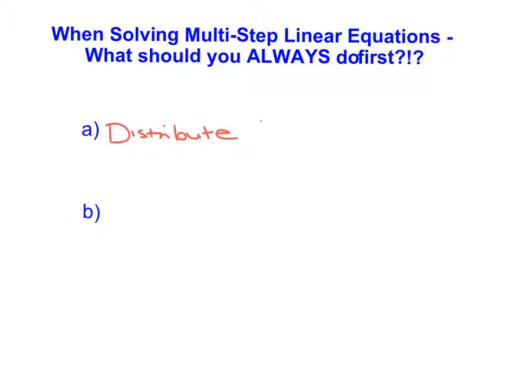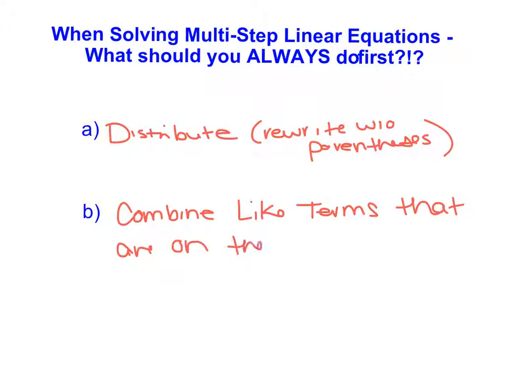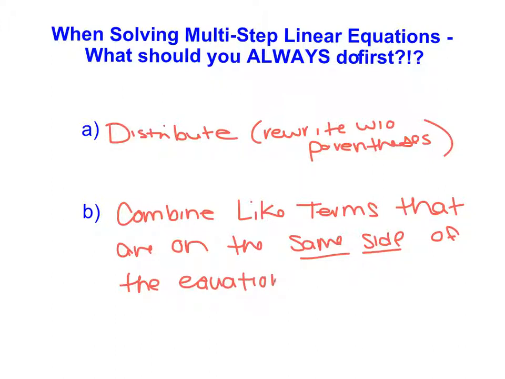What the distributive property allows us to do is rewrite that equation without the parentheses, so that we can work with all items on an even playing field. They aren't trapped inside of parentheses, making them more difficult to work with. After we've distributed, the second thing that we're going to do, since the parentheses are now gone, is combine like terms that are on the same side of the equation. If they're on opposite sides of the equation, then we have to use our undoing rules. But if they are on the same side of the equation, we can combine them like terms.